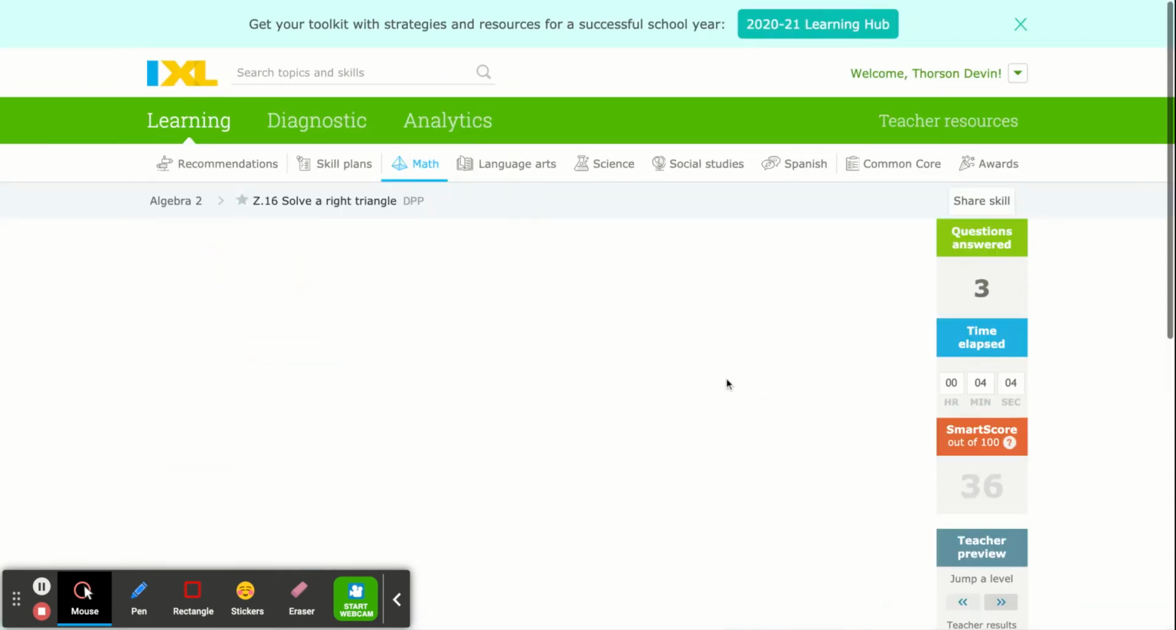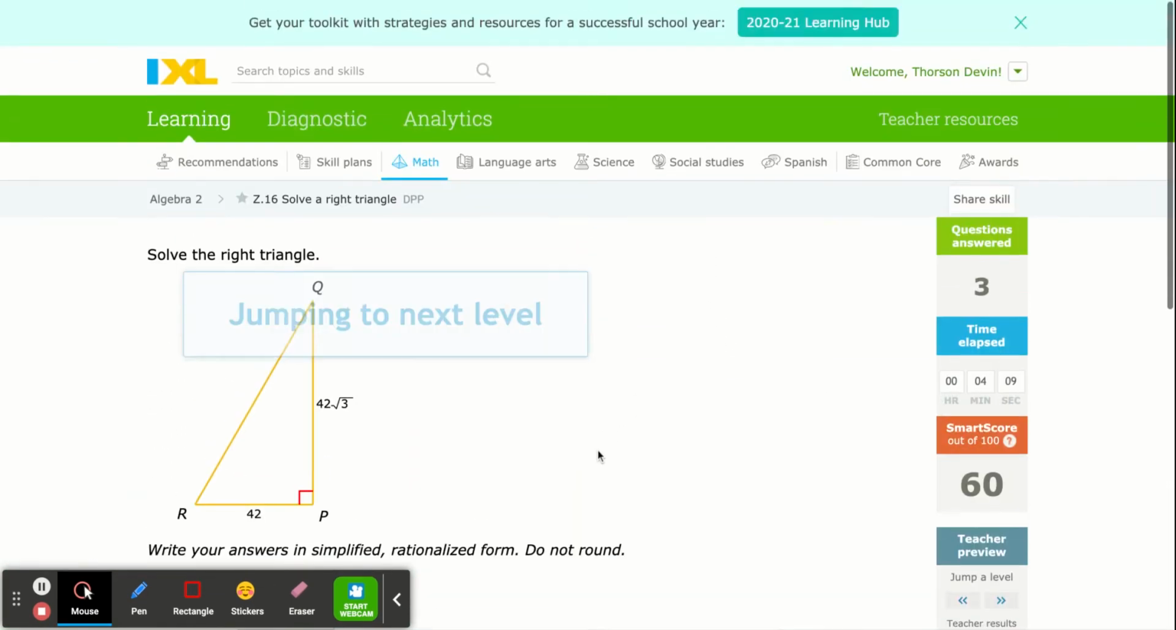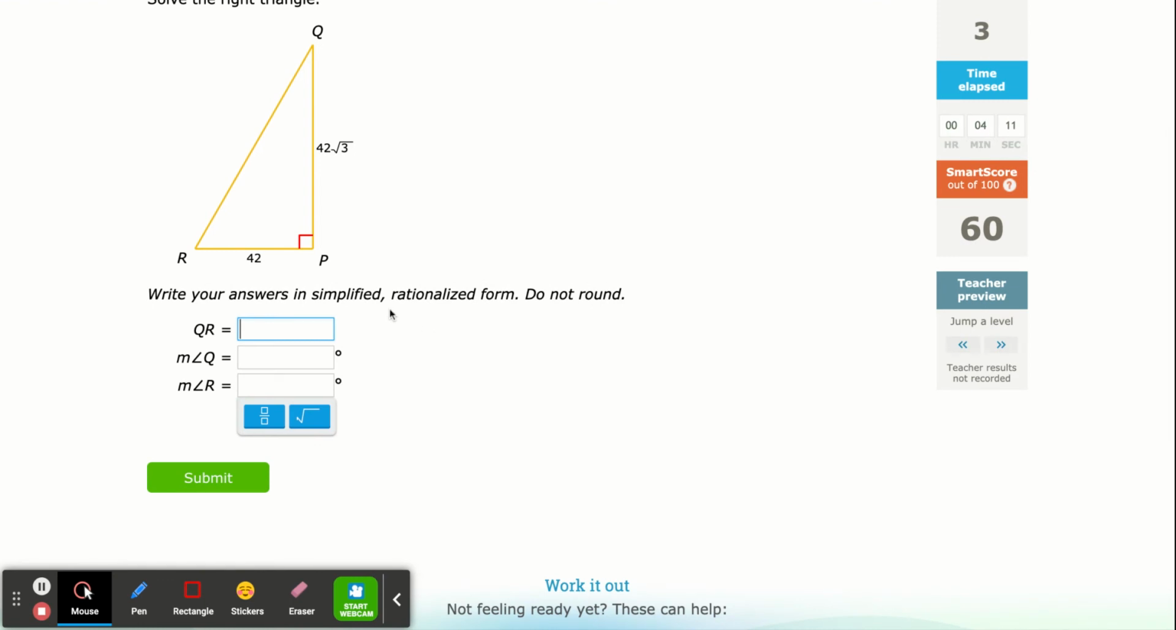I'm going to jump ahead because eventually they're going to get to some that don't have nice angles, and then you have to use your calculator, obviously. Here I just noticed that this shorter side is the square root of 3 less than the other. So this is a 30-60 right triangle.